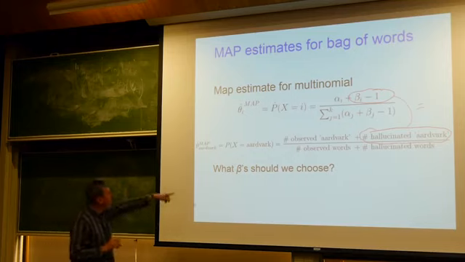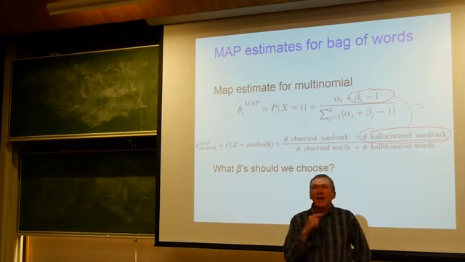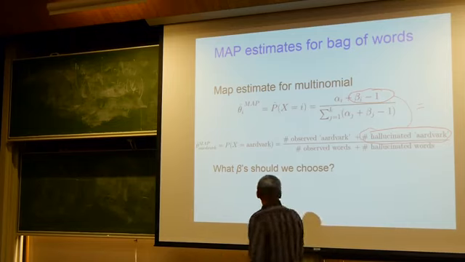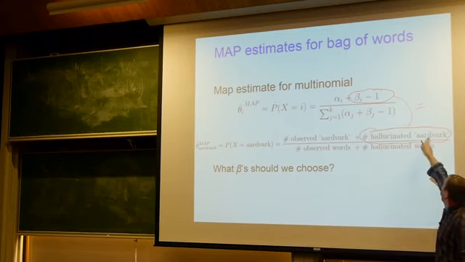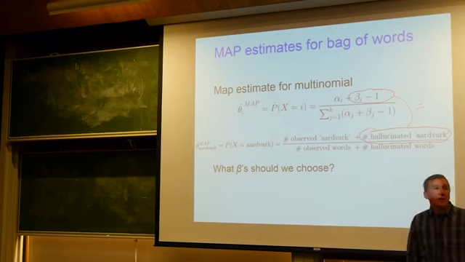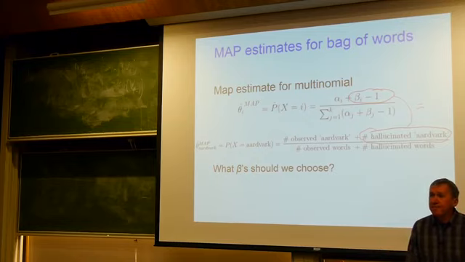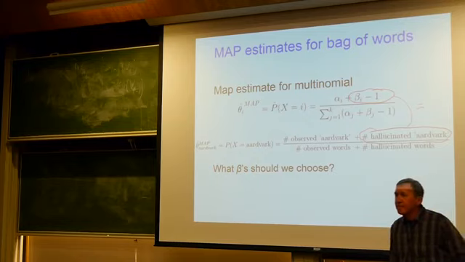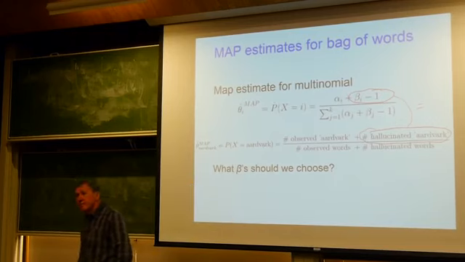So what betas would you choose? Like for aardvark, what beta sub-aardvark should we use? Or how many hallucinated aardvarks do you want to add to our priors? So we can look at something like 10,000 documents and see what is the frequency of having that word, something like that. Good. I like that.